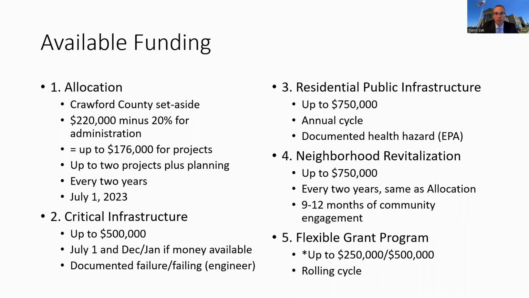Number 3, residential public infrastructure, affectionately known as RPIG, the Residential Public Infrastructure Grant Program, is just for water and sewer, up to $750,000, also an annual cycle, which means you can apply every year as opposed to every 2 years. The deal with this is that there has to be a documented health hazard, like you're under EPA orders. Think lead in the water, it's not safe. This is just for water and sewer. We've got to fix this. NPDES, other kinds of federal or state environmental issues, a documented health hazard, both anecdotally and by some kind of authority. So it's kind of a high bar, but up to $750,000.